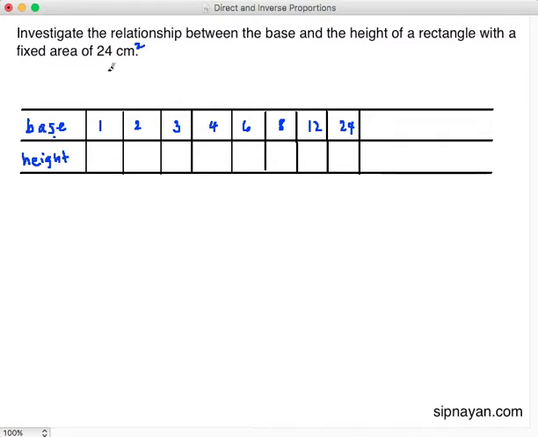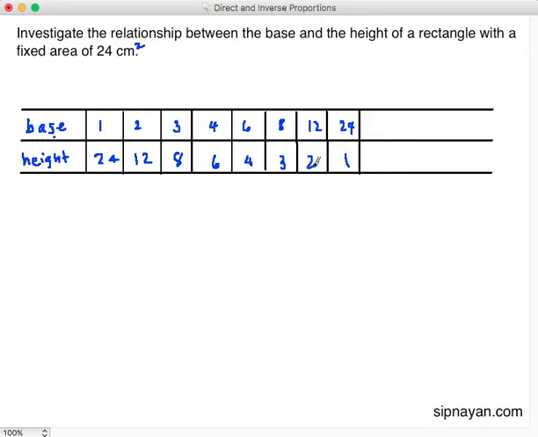So if the area is 24 square centimeters at yung base niya ay 1, syempre 24 ito, kasi ang product niya is supposed to be 24. Pag 2 naman, para maging 24 yung product, syempre magiging 12 yan, di ba? Pag 3 naman, para maging 24, 8. Pag 4 naman, 6. Pag 6, maging 4. Pag 8, magiging 3. Pag 12, magiging 2. And pag 24, magiging 1.